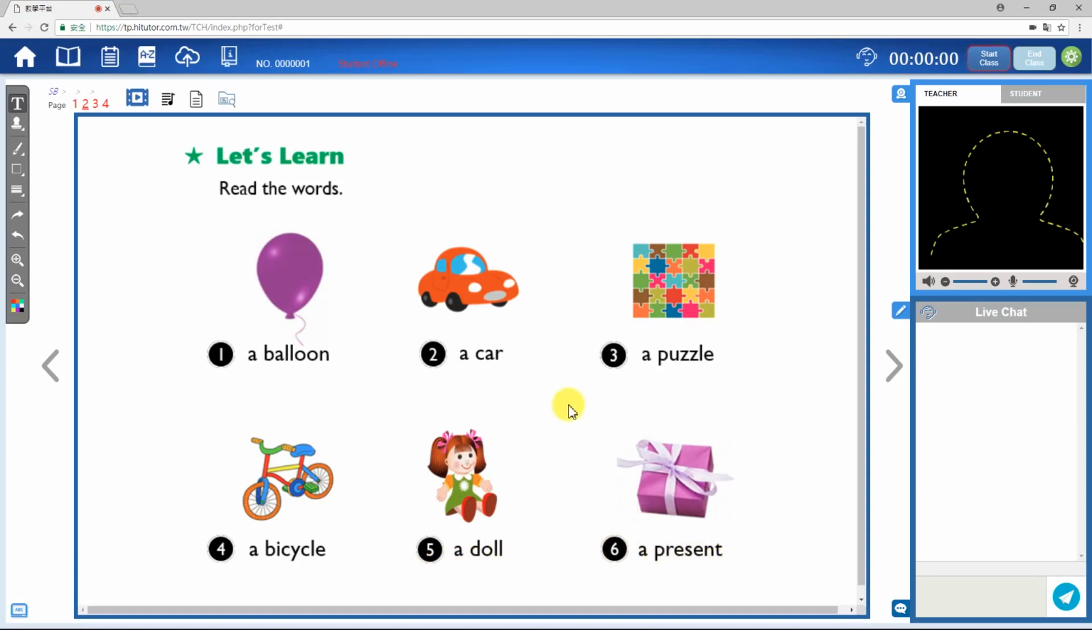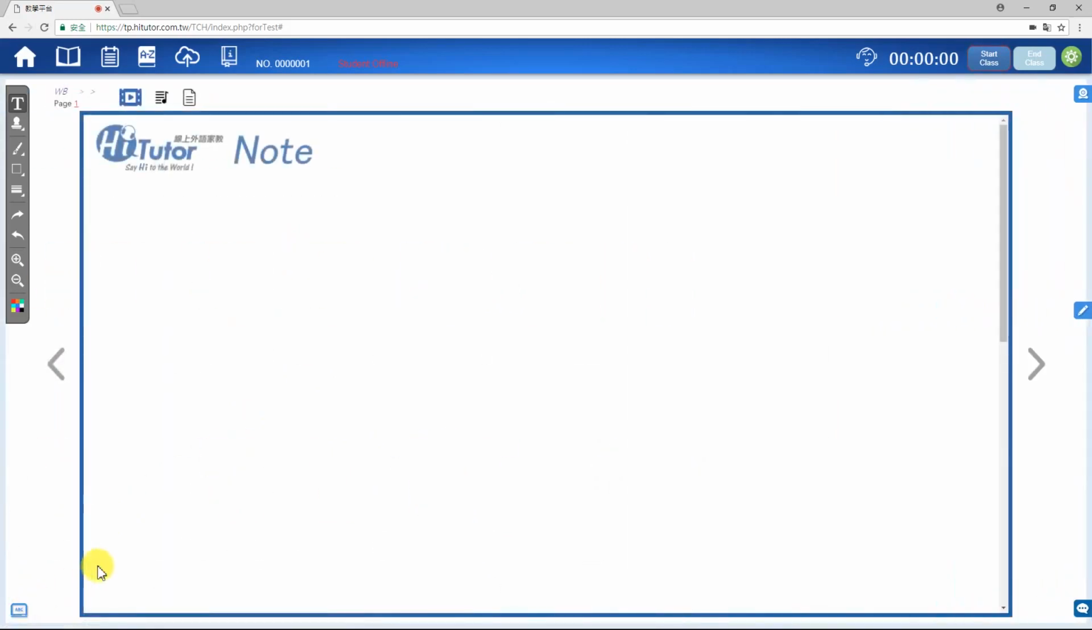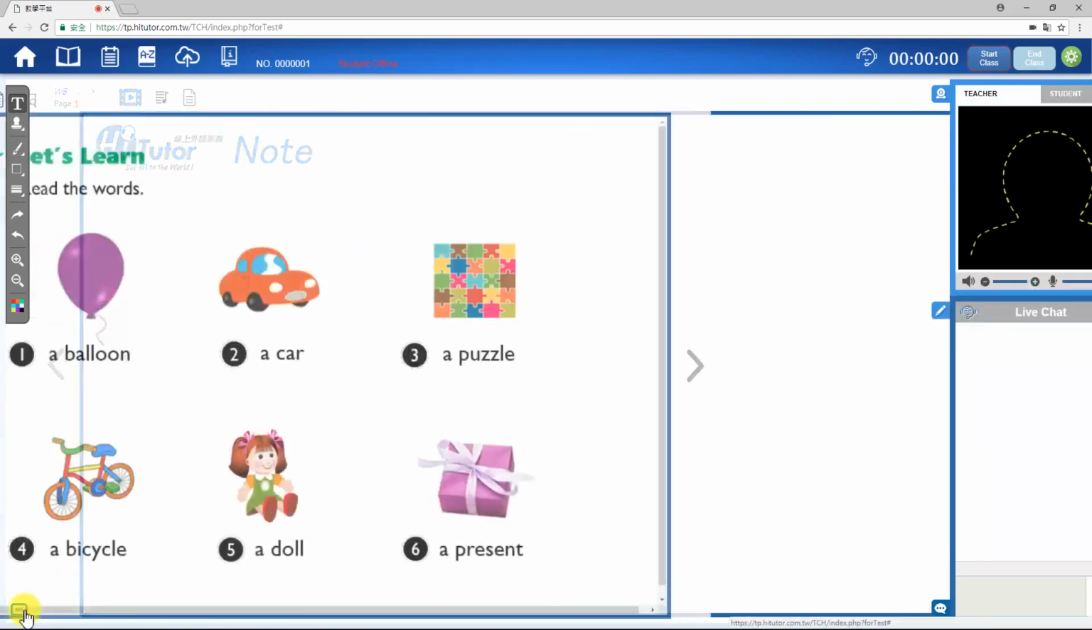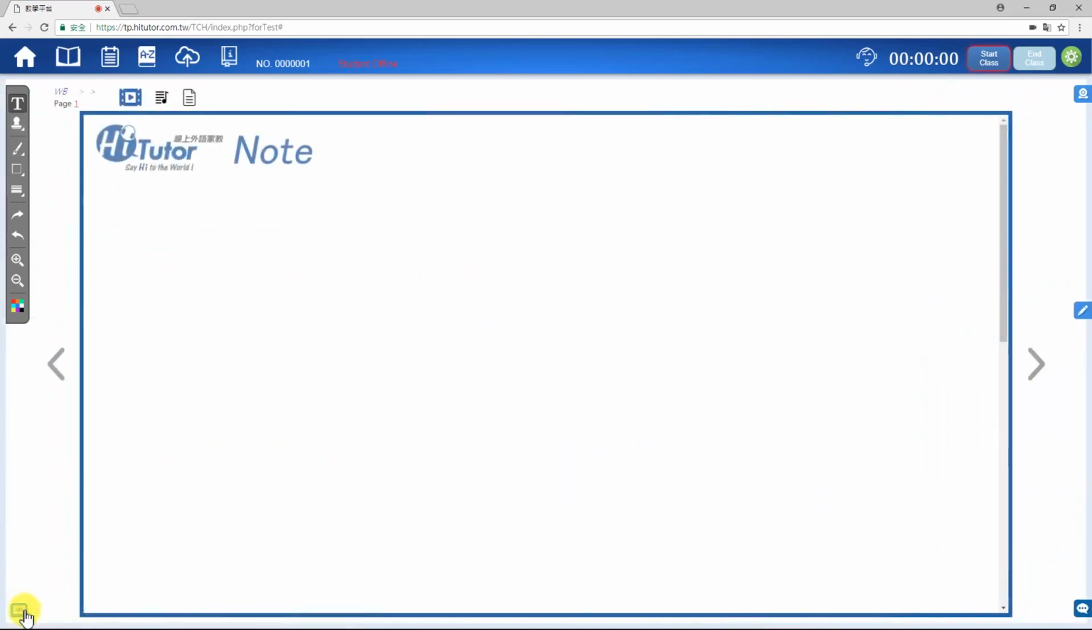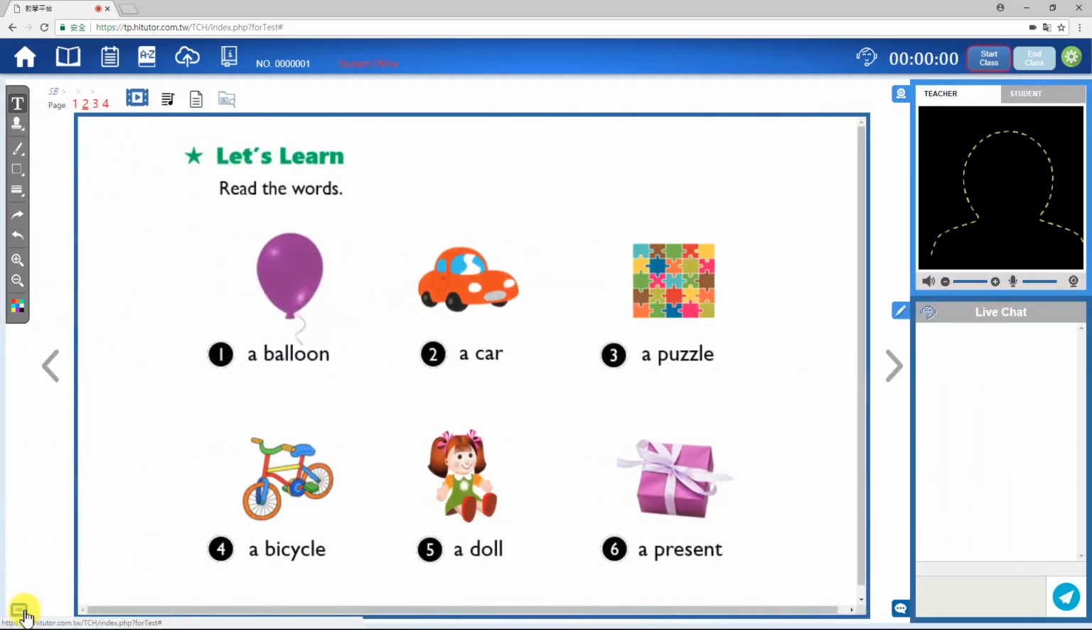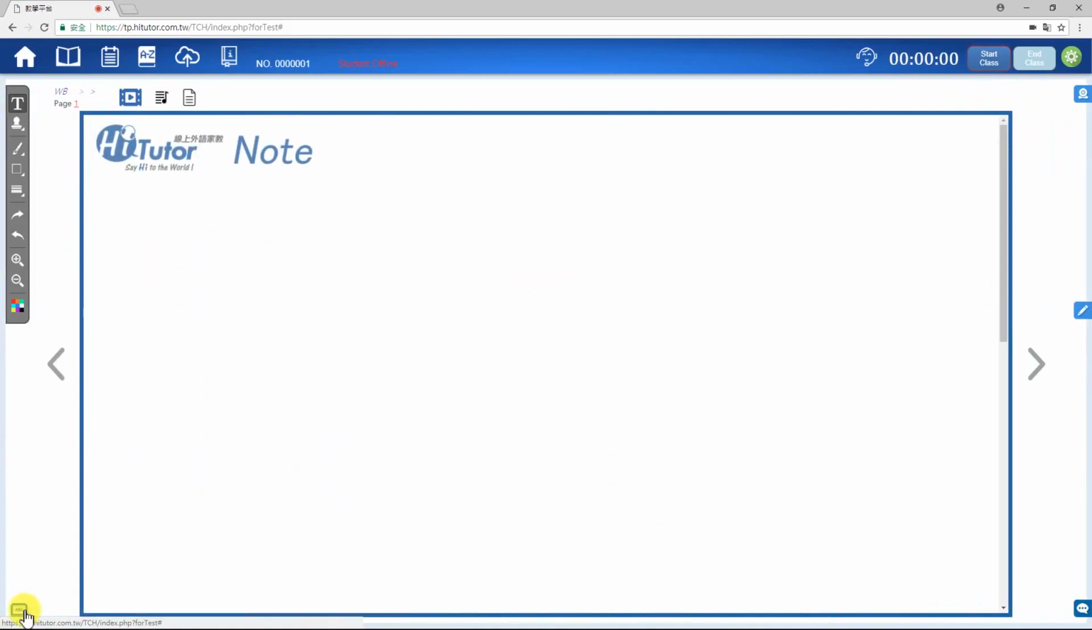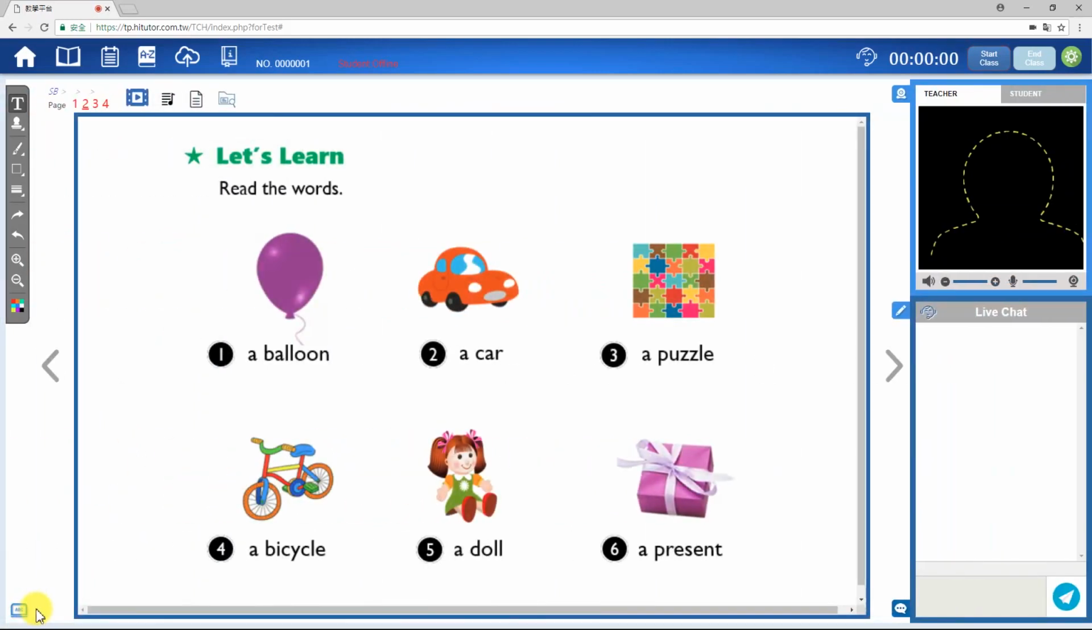Now I'll point to the picture and you tell me what it is. This one? This one? Say it's a doll. Nice try. This one? Wow, you're good. I'll cover them up now. You cannot see anything. What is number 2? Yes, it's a car. And number 5? It's a doll. Number 6? Yes, you got them right.